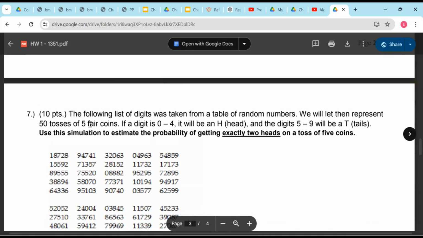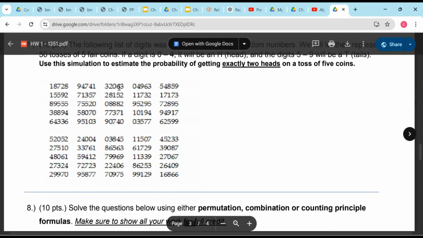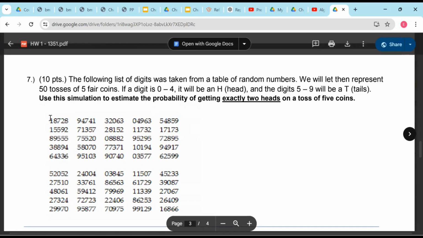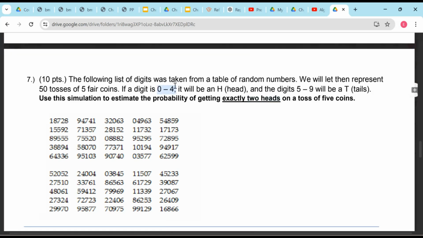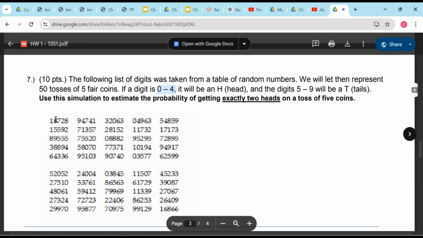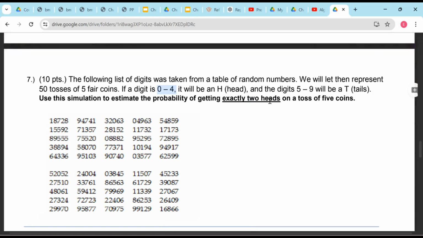You also have a random table to use to find whatever simulation they're asking you to find. Again, if they're telling you that there's 50 tosses and they're tossing 5 coins, so you see you have 1, 2, 3, 4, 5, there's 5 coins in every set, and you've got 50 of those. You want to use a highlighter when you have exactly 2 heads, and they're telling you that a head is from 0 to 4. So any set that has exactly 2 numbers from 0 to 4, no more than 2, no less than 2.